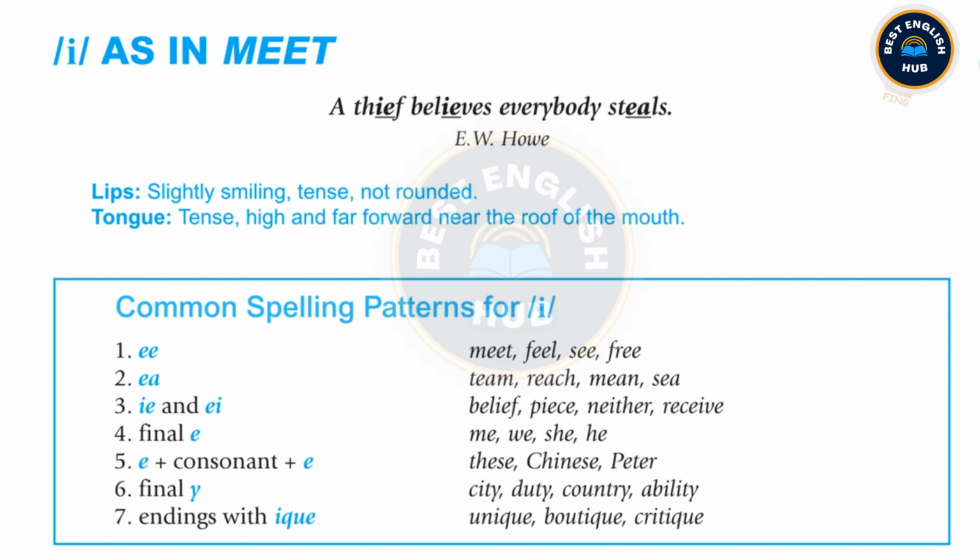The common spelling patterns for this sound are double E as in meet, feel, see, and free, EA as in team, reach, mean, and sea, IE or EI as in belief, peace, neither, receive, final E as in me, we, she, he, an E plus a consonant plus an E as in these, Chinese, Peter, final Y as in city, duty, country, ability, and endings with IQUE as in unique, boutique, critique.